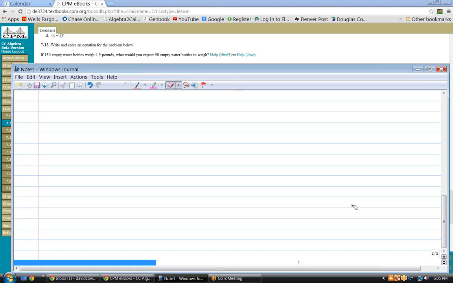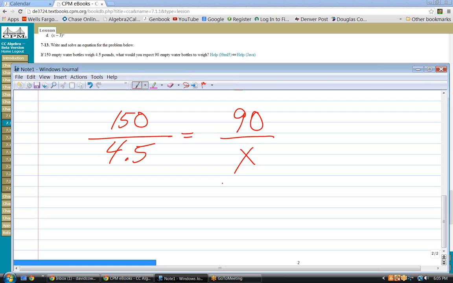Well, you would start with 150 times 4.5, right? Actually, it's a ratio problem. I'm going to say 150 is to 4.5 as 90 is to x. In other words, the ratios have to be the same.